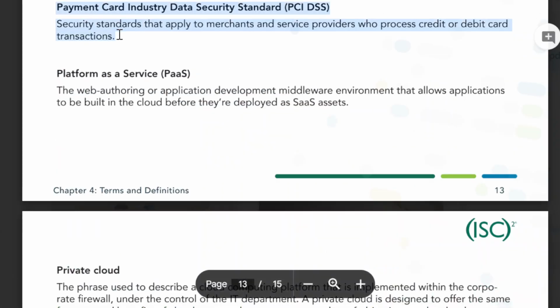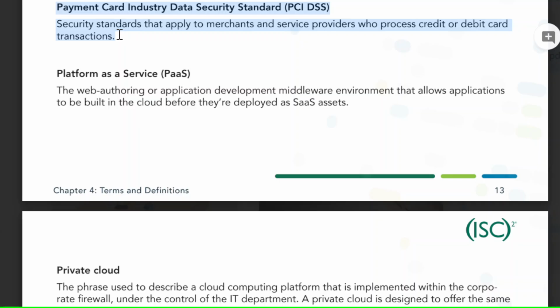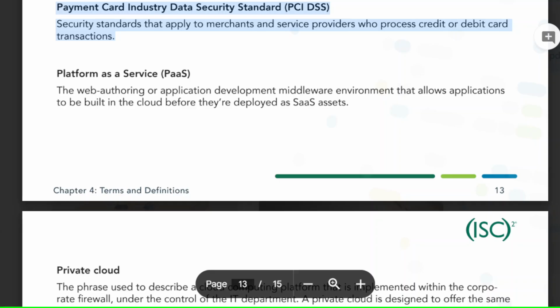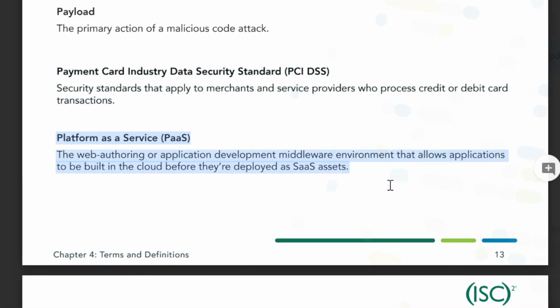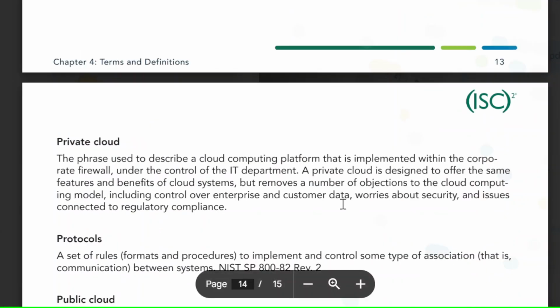Then we have PCI DSS, which stands for Payment Card Industry Data Security Standard. It's a security standard that applies to merchants and service providers who process credit and debit cards, especially the banking entities that come under this PCI DSS. Next we have platform as a service. So web authoring or an application development middleware environment that allows applications to be built in the cloud before they are deployed as SaaS assets.